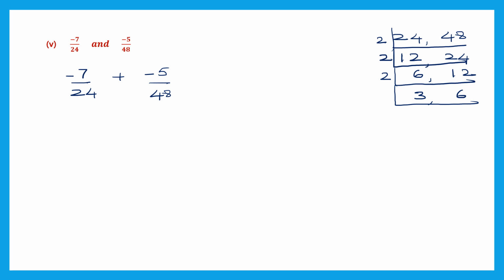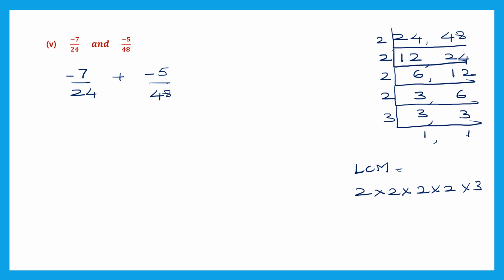Let's continue with 2 again. So we bring down 3 as it is. 2 3s are 6. Now we can use 3. So that will be 3 1s are 3 and 3 1s are 3. So what is our LCM? Our LCM will be 2 into 2 into 2 into 2. There are 4 2's into 3. So let's multiply this and see what we get. 2 2's are 4, 4 2's are 8, 8 2's are 16, 16 3's are 48. So 48 is our LCM and we're going to use that as the common denominator.